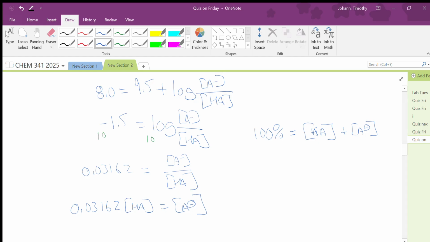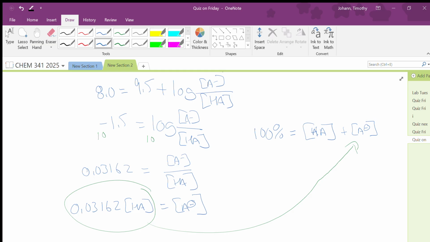And then this is where I can do a substitution. So now I have an A minus alone here. I have an A minus over there. I can substitute this in for A minus, right? So I can take this and I can put it there because this is equal to A minus. Does that make sense?